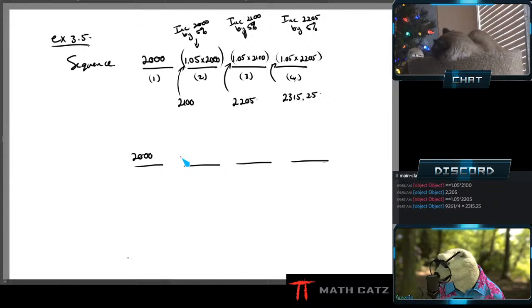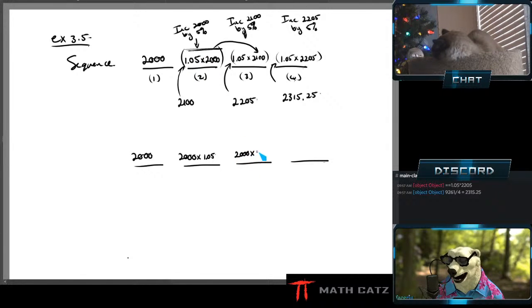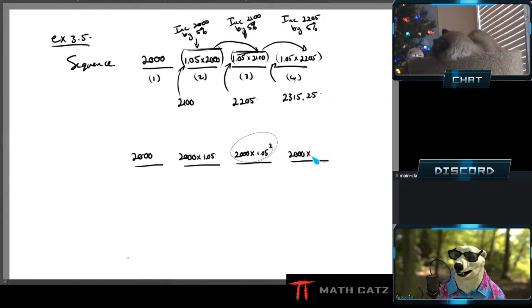First one was 2000. Then it's 2000 times 1.05. Doesn't matter which way I write it. Then I multiply that answer. This whole bracket is 2100. I multiply that by another 1.05. So I have two 1.05s multiplied to the 2000. That whole answer is the 2205, and that gets multiplied by another 1.05. So in total, I have three of them. 2000 times three 1.05s, and so on.